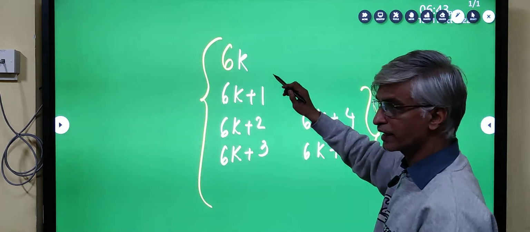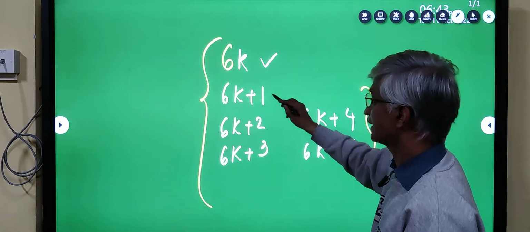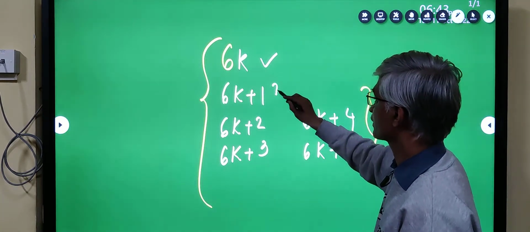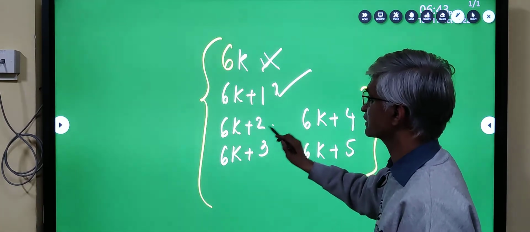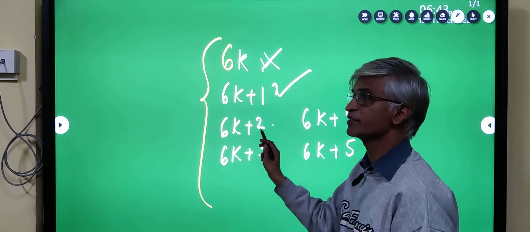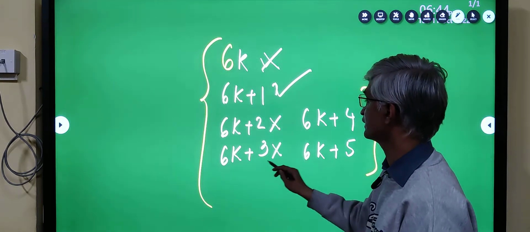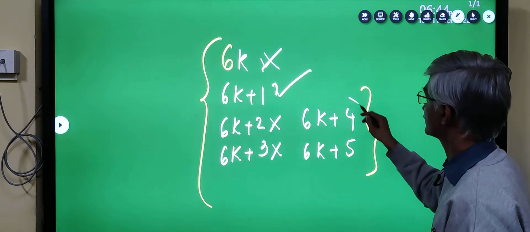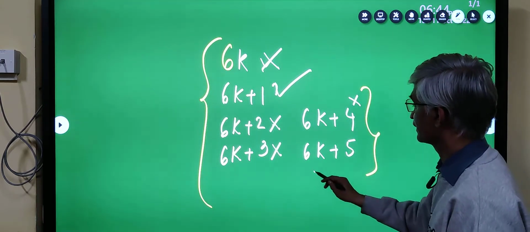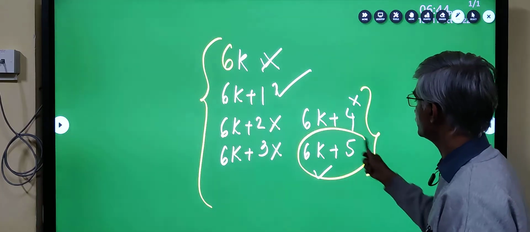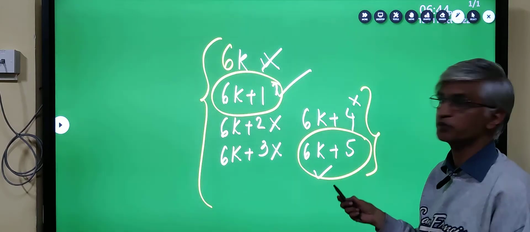If you are looking for primes, primes cannot be in this case. They can be in this case. They cannot be in this case because this is divisible by 2. It cannot be here because this is divisible by 3. It cannot be here because this is divisible by 2, and it can be here. So these are the only 2 possible cases for the representation of a prime number.